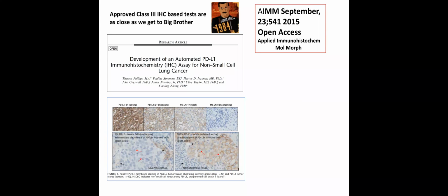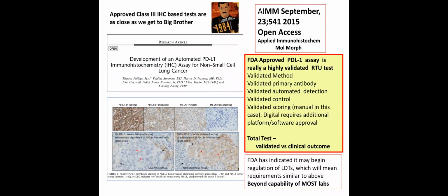So, an approved class 3 IHC test. FDA approves these in the US. There are different approval methods in other countries. This is one such test, one of the first actually that came out of Dako Agilent. I happen to be involved in that process. And if we just look at that test, in one way, it's essentially a highly validated, ready-to-use test, FDA approved in conjunction with a clinical trial using the specified companion targeted therapy.